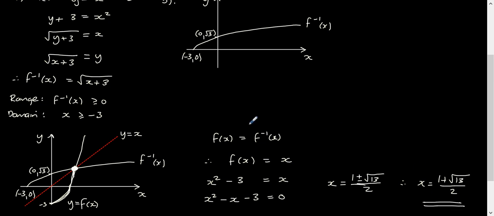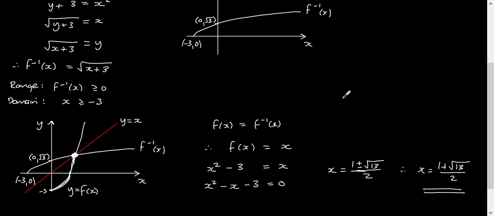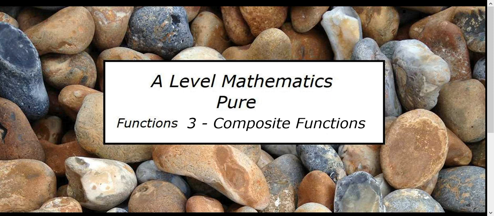So if you're ever asked to solve the equation f of x equals f to the minus 1 of x, don't just automatically make the two equations equal to each other and try to solve. You may end up in lots of trouble. Just remember that if they do intersect, then they will intersect on the line y equals x, and so therefore we can solve f of x equals x. That's it for inverse functions.